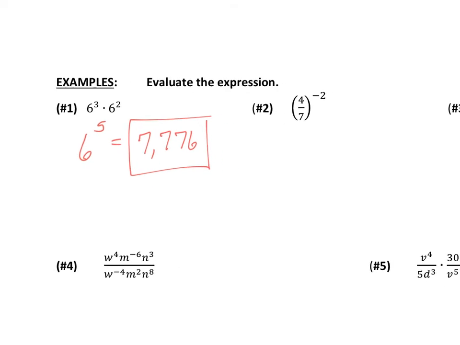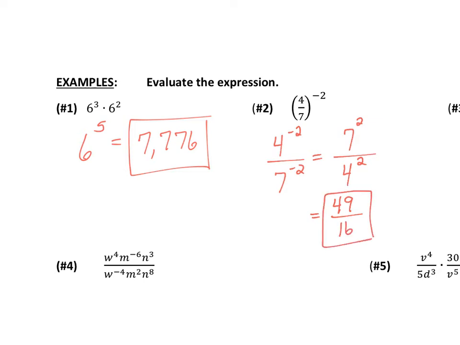Number 2, 4/7 to the -2nd power. So what I would do is take everything in parentheses and it goes to the -2nd power. Now, anything that has a negative exponent has to be put to the other side of the fraction. So 4 to the -2nd power will go to the bottom and become a +2. 7 to the -2nd power would go to the top and become a +2. So it would be 7 squared over 4 squared, and we would get 49 over 16. And that would be our answer.